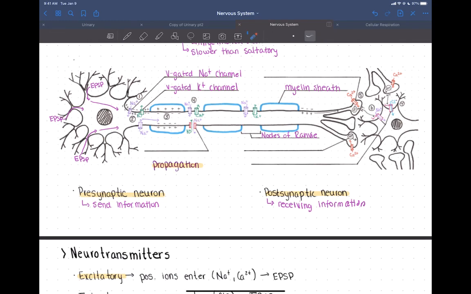Our sodium comes in and depolarizes the membrane. As it does that, it diffuses through this myelin area. It's important to know that where there is myelin sheath, there are no voltage-gated sodium channels. Let's make a note of that. Where there is myelin, there are no voltage-gated channels.